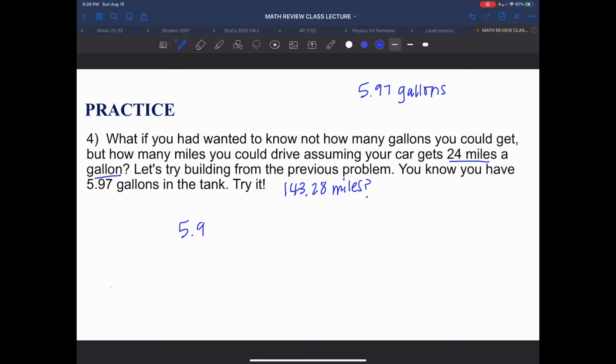All right, with my 5.97 gallons, I know that my car gets 1 gallon gives me 24 miles. Okay, 5.97 times 24, 143.28. All right, miles. Now notice I'm writing miles out.